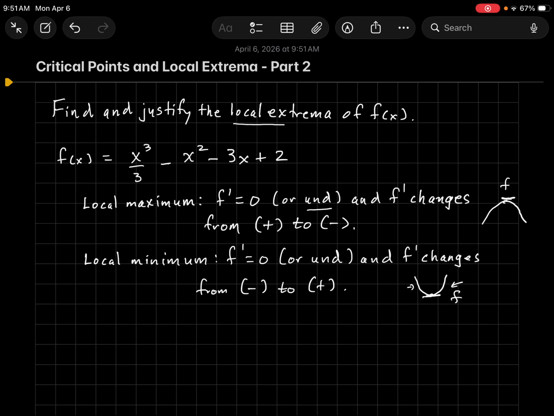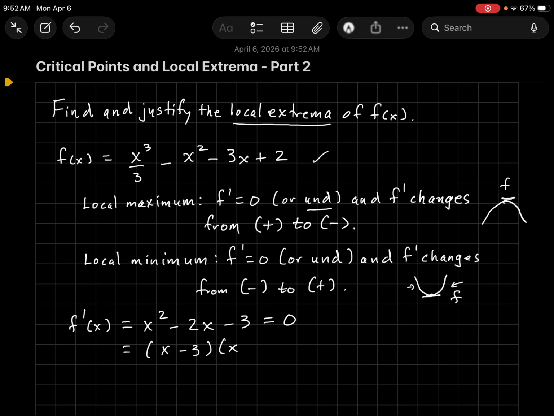Remember that we're going to pick out our calculus keyword or phrase. Local extrema always means f prime is 0 or undefined. Since we have a polynomial, we do not need to worry about f prime being undefined, only when f prime is 0. So taking the derivative, we get x squared minus 2x minus 3, and we set it equal to 0. Then we will factor this out, if possible, and it certainly looks like it factors. We get x minus 3 and then x plus 1 as our factors.